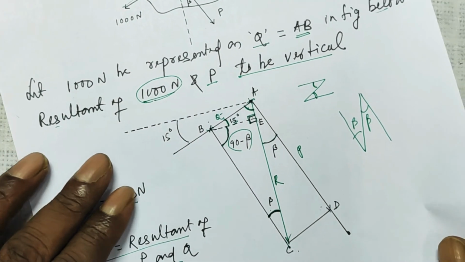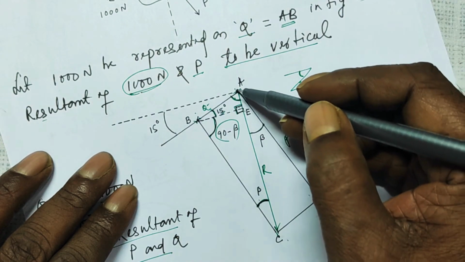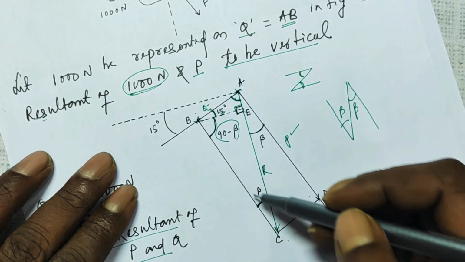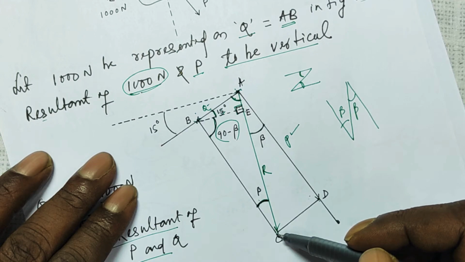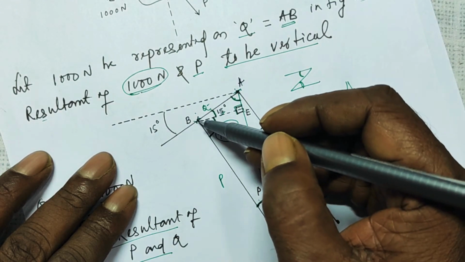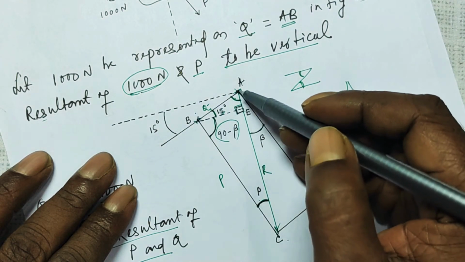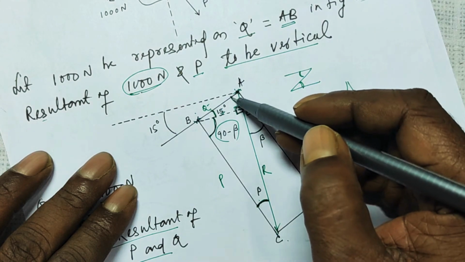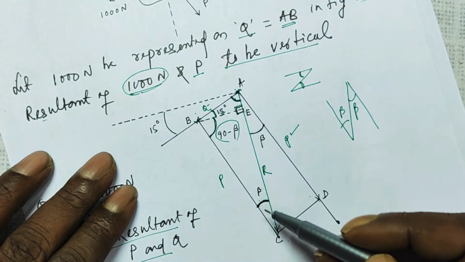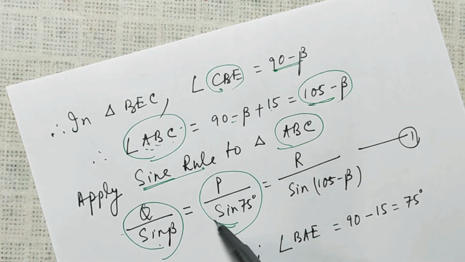How? Now this side AD represents P. The length of AD is equal to the length of BC, so BC is also equal to P. And the angle in front of the side BC in the triangle ABC, that is this angle, which I just proved as 75. So P over sine 75.